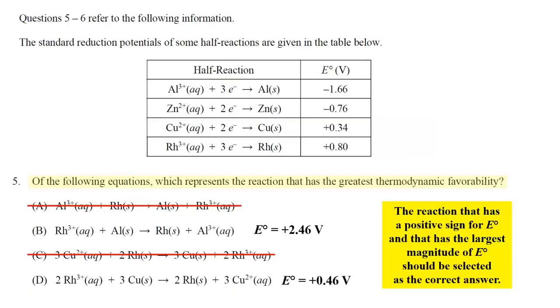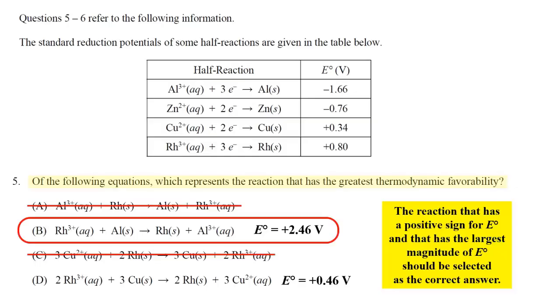Remember, the criterion is not just a positive cell potential, but the one that has the largest magnitude for the cell potential will have the greatest thermodynamic favorability. So that makes choice B the correct answer to question 5 because it has the largest magnitude for a cell potential. And of course, it's positive. So choice B represents the reaction that has the greatest thermodynamic favorability.